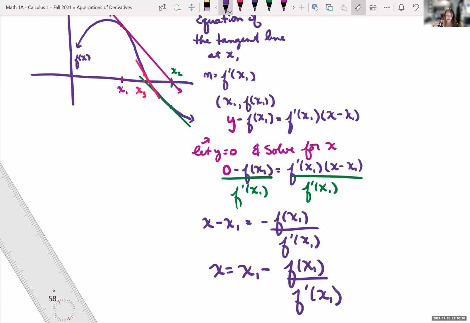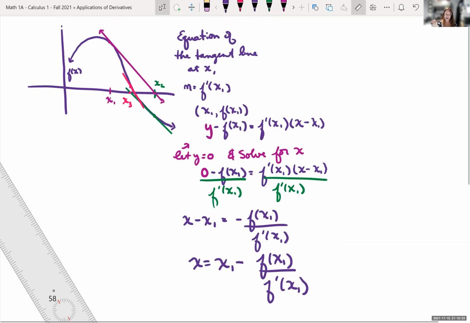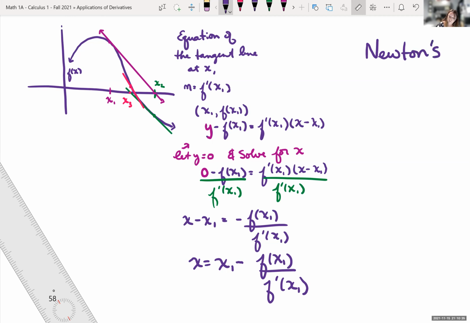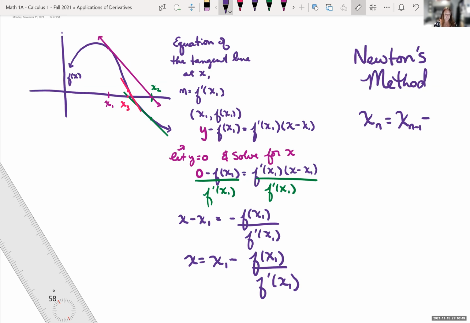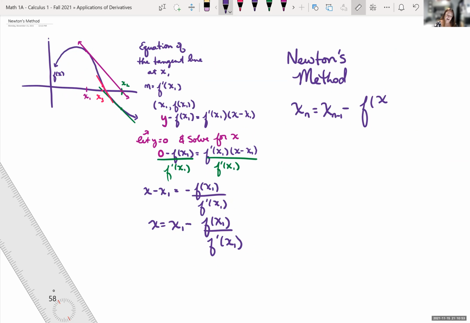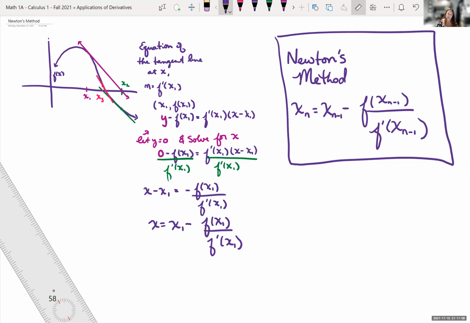But we continued to do this, right? Once we did that, we called this x sub 2. And we then did that same value. So what Newton's method says, if we have x sub n, we can find this by looking at the value right before that, x sub n minus 1, minus the function evaluated at x sub n minus 1, divided by that derivative of the function evaluated at x sub n minus 1. And this is going to estimate what that 0 of the polynomial is.